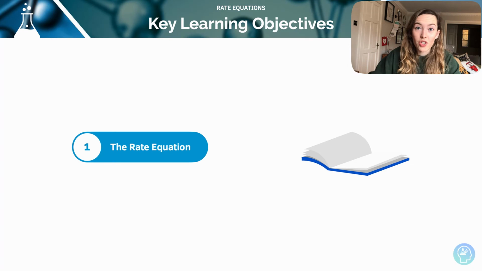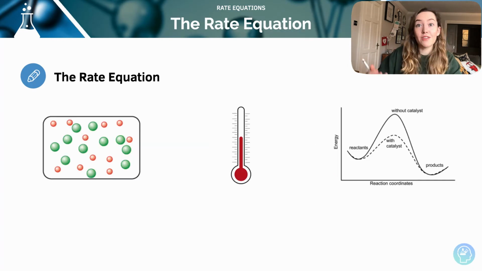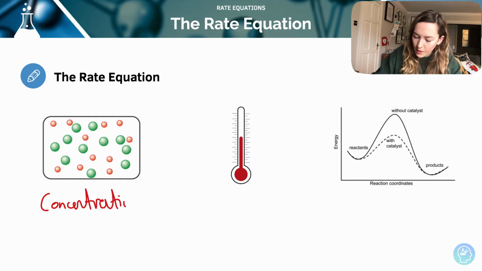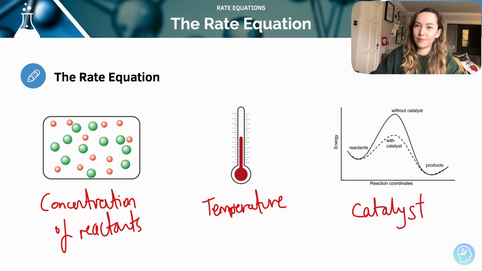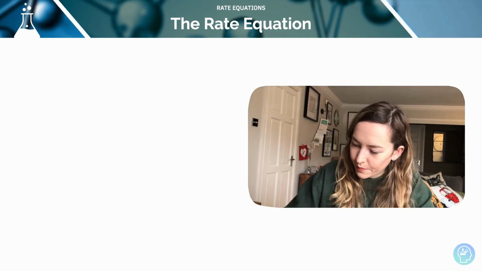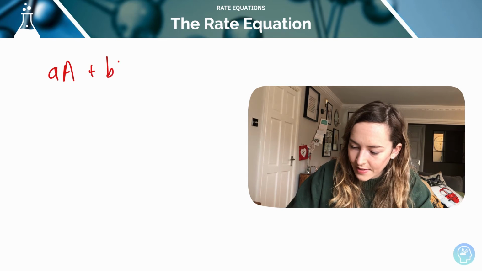The rate equation, and the rate of reaction as well, depends on three main things. We've got the concentration of reactants, the temperature of the system, and whether there's a catalyst involved as well. Let's say I've got an equation as such.